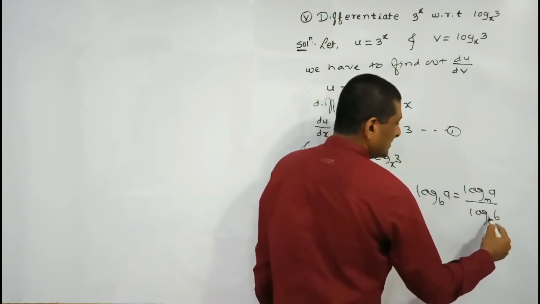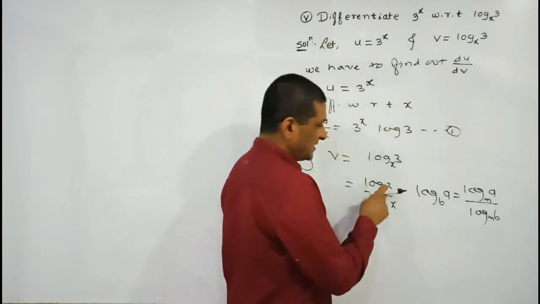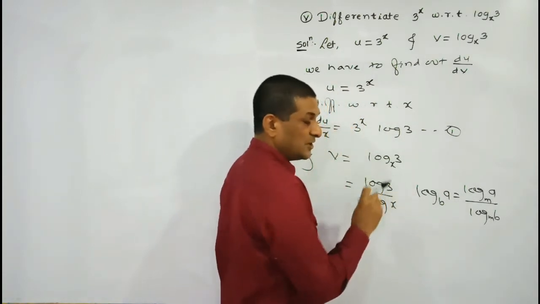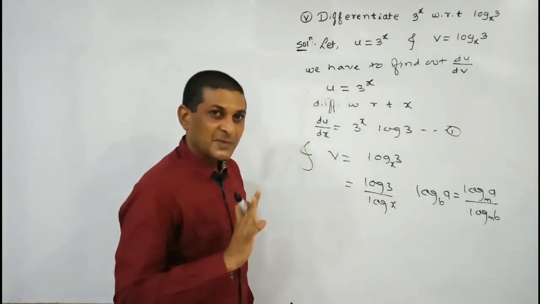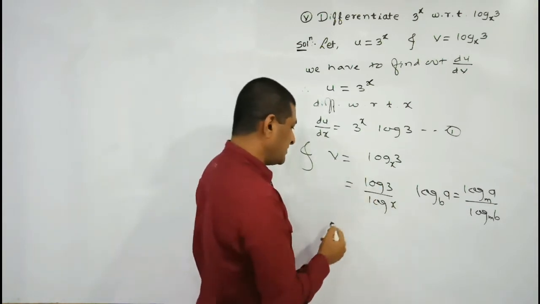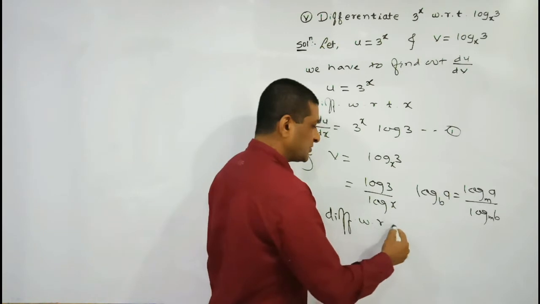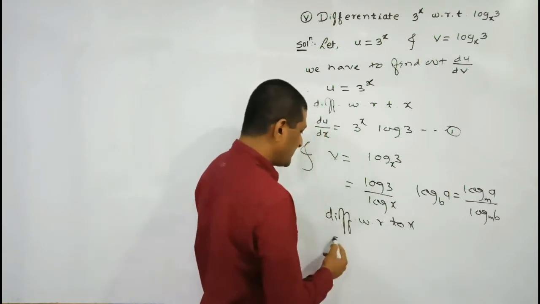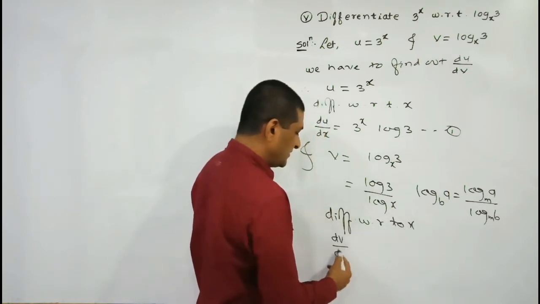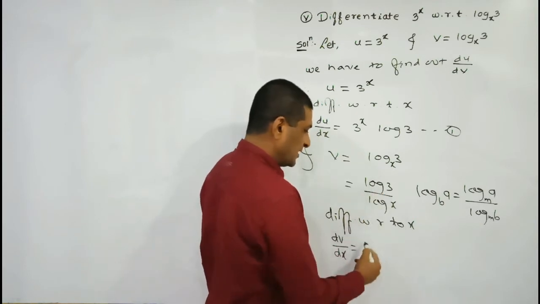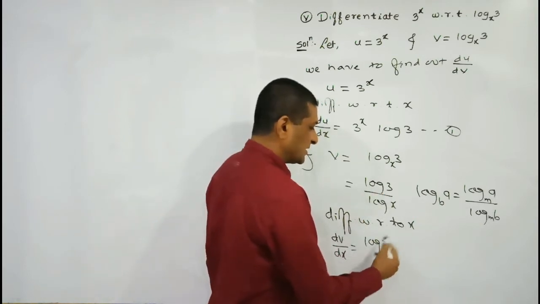New base here I have denoted by m, but here nothing is written in the base, means we have denoted new base by e. Now we are differentiating it with respect to x. So let us see what differentiation we will get here. So dv upon dx will be equals to, log 3 is a constant term, keep it as it is.